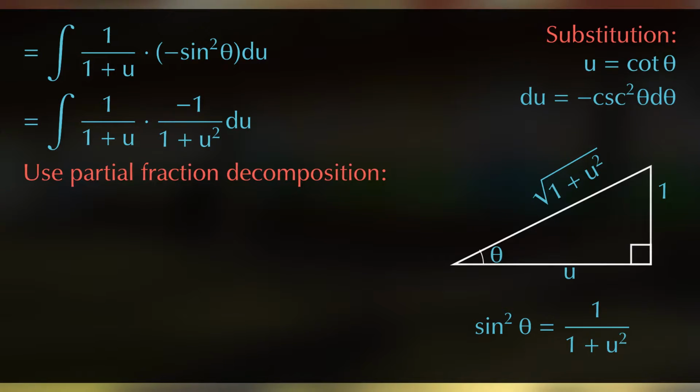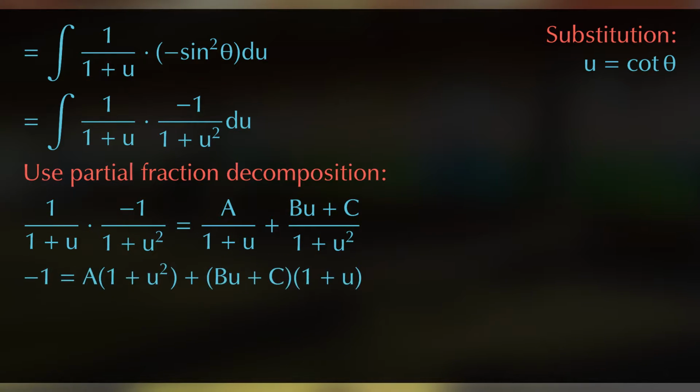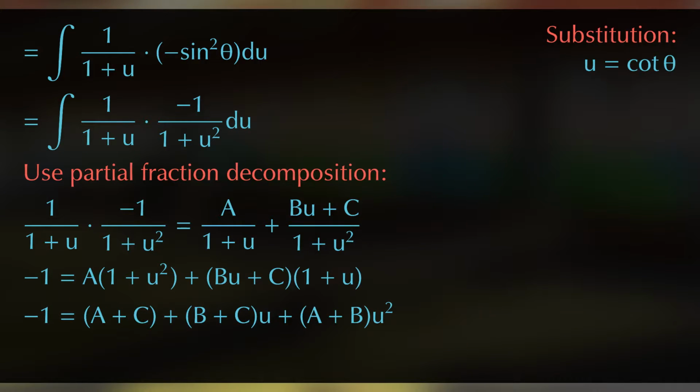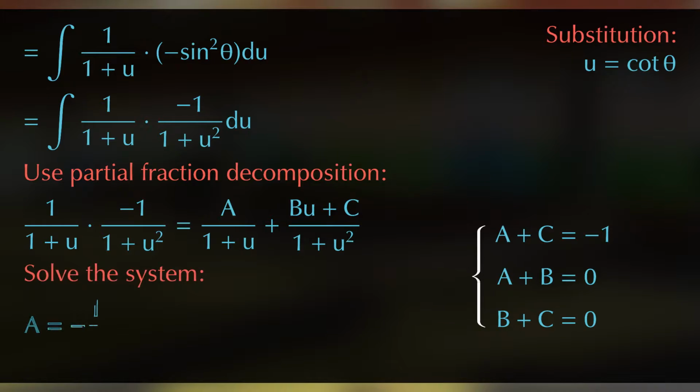Next, let's use partial fraction decomposition to split the fraction into a linear and a quadratic term. Let's set up our unknowns and multiply by the common denominator. Now, group the terms by the powers of u. Comparing coefficients gives us the following three equations for our three unknowns. If we solve the system, we'll find the following solution.